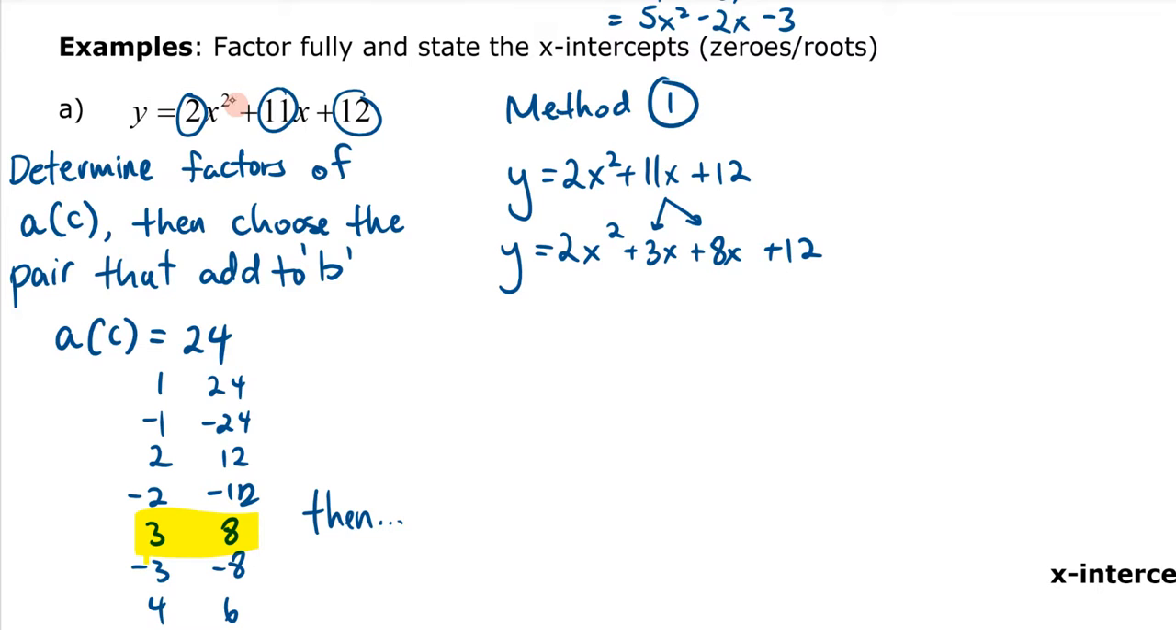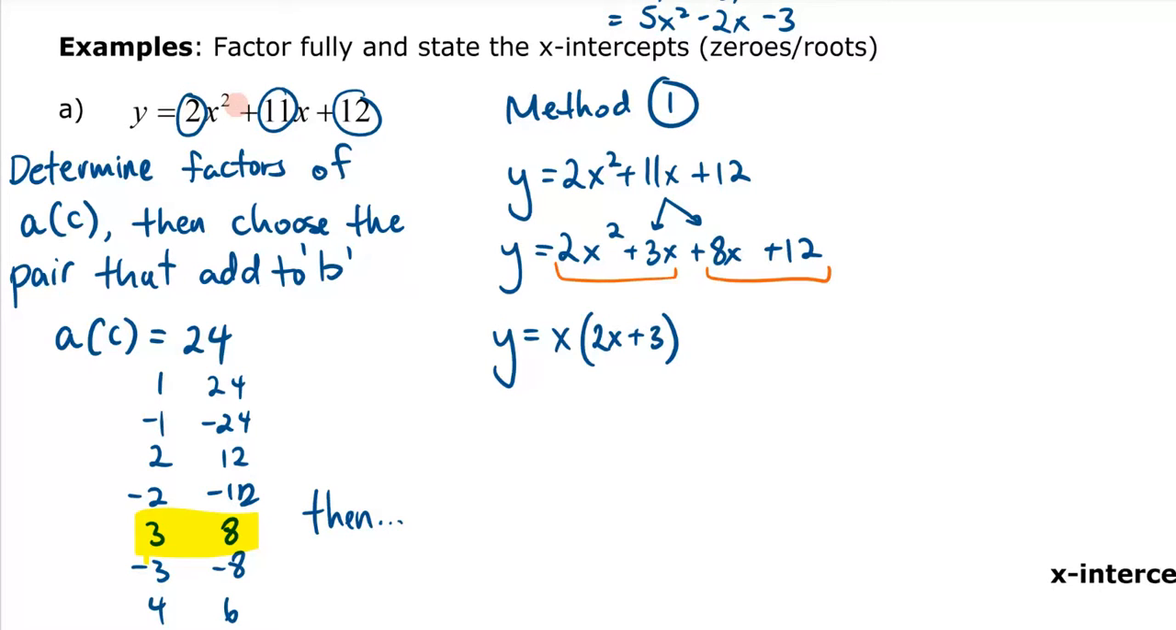Then, if you remember, we grouped terms. We're going to group the first two terms, and we're going to group the last two terms. And what we're going to do is find the common factor. So what's the common factor in the first two terms? Well, it's just x. So factor out an x, but only from the first two terms. So that leaves me with leftovers, 2x plus 3.